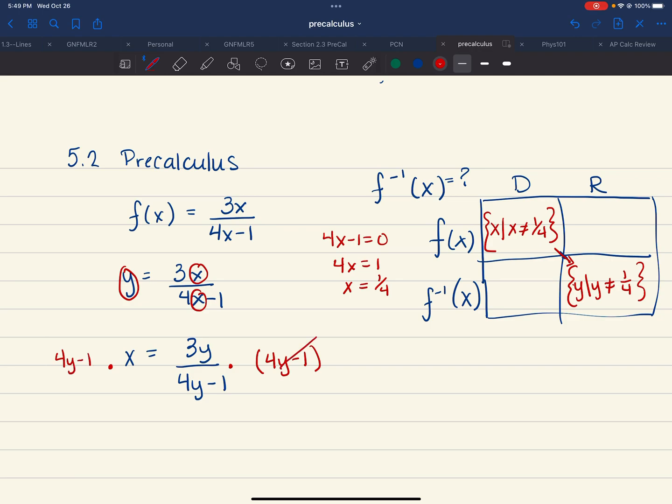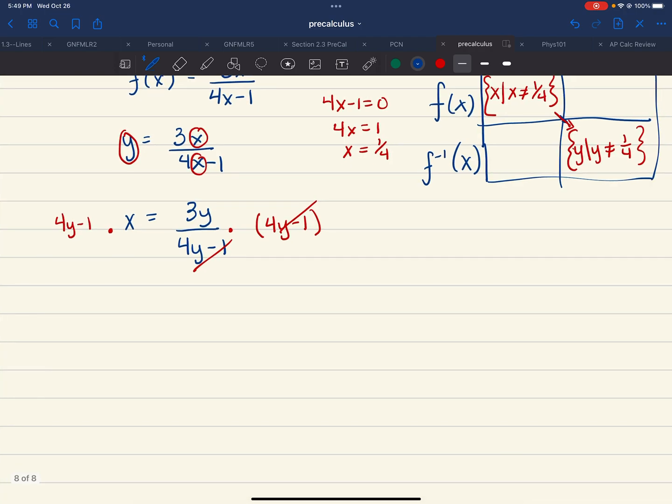That means that this and this will cancel out, and I am left with x times 4y minus 1 equals 3y. Now I'm going to go ahead and distribute this across. So distribute my x across both terms. That will be 4xy minus x equals 3y.